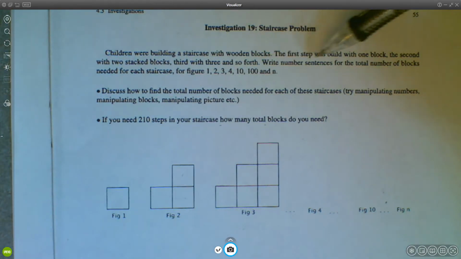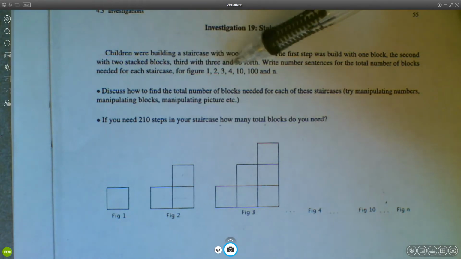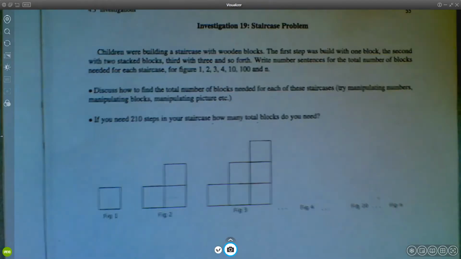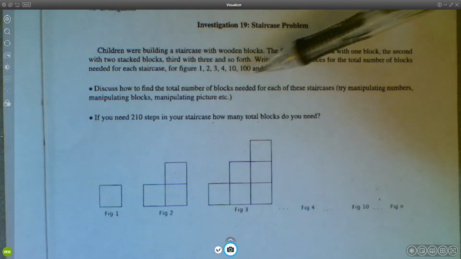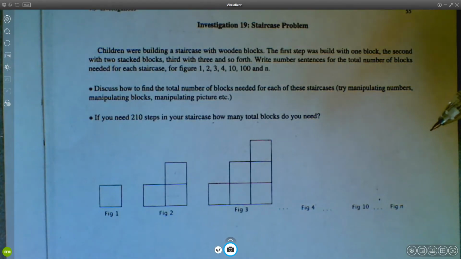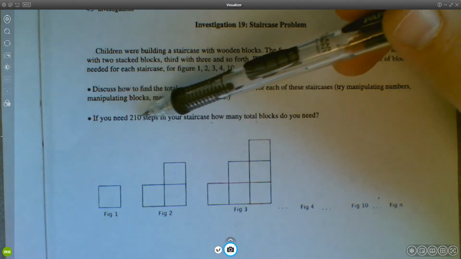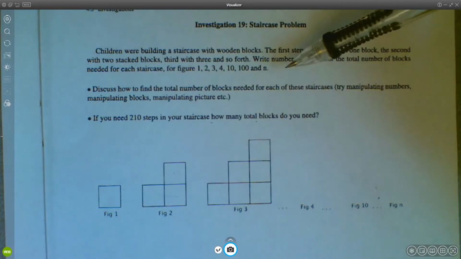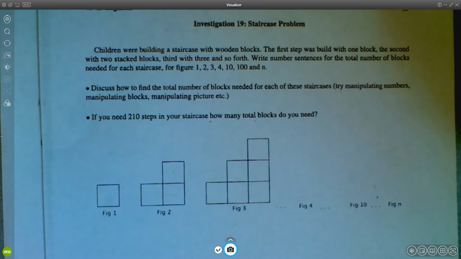Our task is to write a number sentence for the total number of blocks needed for each staircase for figure 1, 2, 3, 4, 10, 100, and n, like we're usually asked to do. And then it has a couple of bullet points to discuss how to find the total number of blocks needed for each of these staircases. And then it asks a question: if you need 210 steps in your staircase, how many total blocks would you need? That's a question that we can answer after we've completed this first task of writing a number sentence for the total number of blocks. So let's focus our efforts on that first.